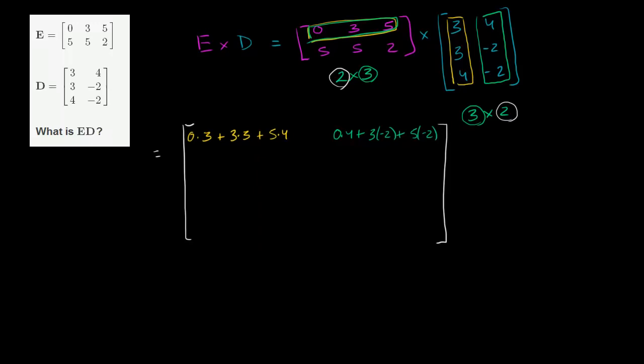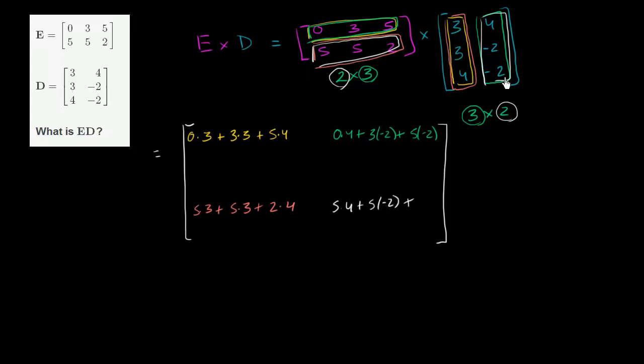And we keep going. The bottom left entry is going to be this row, the second row here, times the first column here. So it's 5 times 3, plus 5 times 3, plus 2 times 4. And we're almost done. We just need to take the dot product of this row with this column right over here. So it's going to be 5 times 4 plus 5 times negative 2 plus 2 times negative 2. And so this is going to be equal to, and we can just evaluate this now.